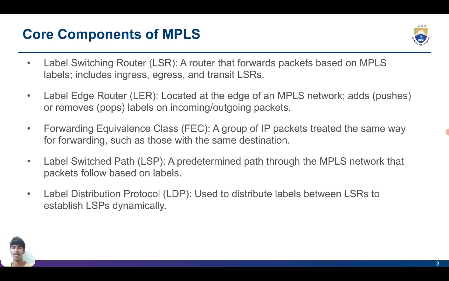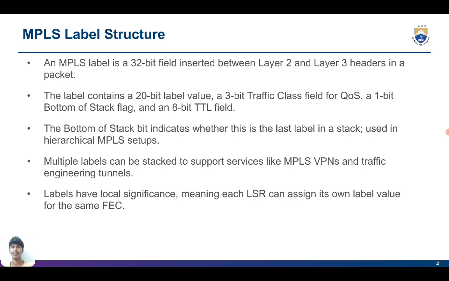Forwarding equivalence class, FEC: a group of IP packets treated the same way for forwarding, such as those with the same destination. Label switched path, LSP: a predetermined path through the MPLS network that packets follow based on labels. Label distribution protocol, LDP: used to distribute labels between LSRs to establish LSPs dynamically.